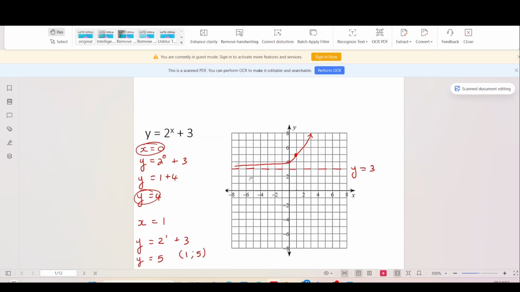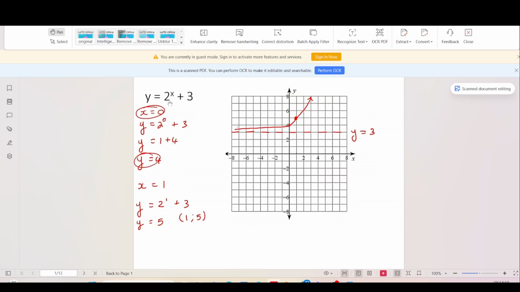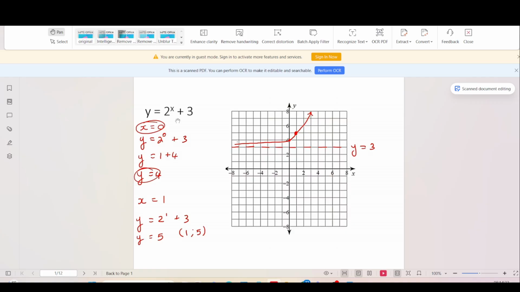Now let's see exponential function. In an exponential function, whatever is other than the exponent, like here plus 3, is your horizontal asymptote: y equals 3. Then you can put x values. You can choose x equals 0, because anything to the power 0 is 1. Accordingly you can put values, like if you take x equals 1 you will get y equals 5, and just plot it with the asymptote, and the graph will go like this.